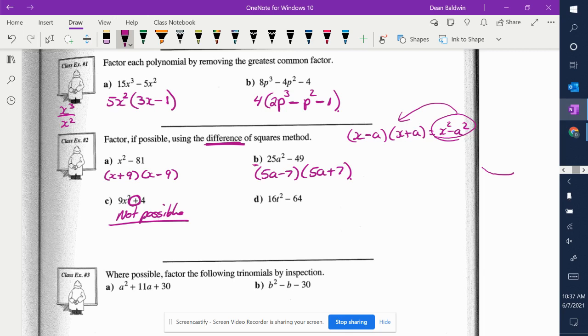D. Can you square root 16? Can you square root t squared? Or square root 64? Do we have a subtraction sign? So now it's a difference of squares. So what is it? That's it.